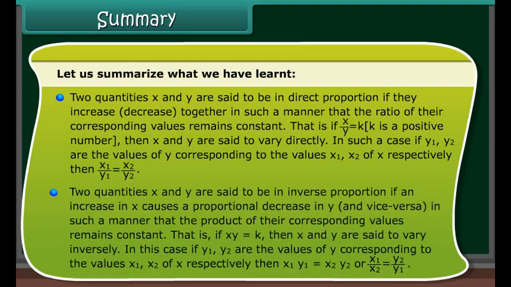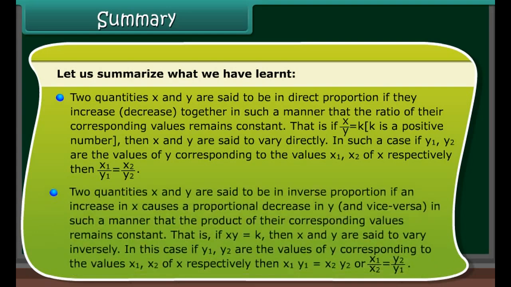Summary. Let us summarize what we have learned. Two quantities, x and y, are said to be in direct proportion if they increase or decrease together in such a manner that the ratio of their corresponding values remains constant. That is, if x upon y is equal to k, k is a positive number, then x and y are said to vary directly. In such a case, if y1 and y2 are the values of y corresponding to the values x1, x2 of x respectively, then x1 upon y1 is equal to x2 upon y2.